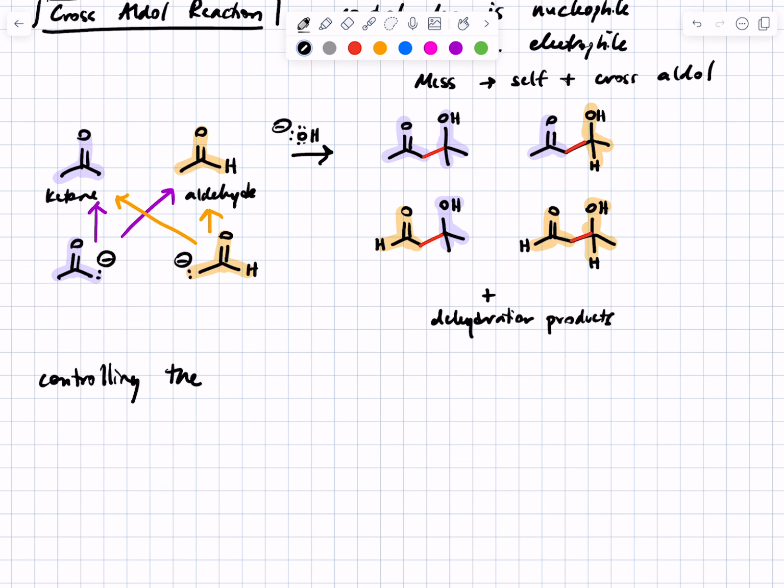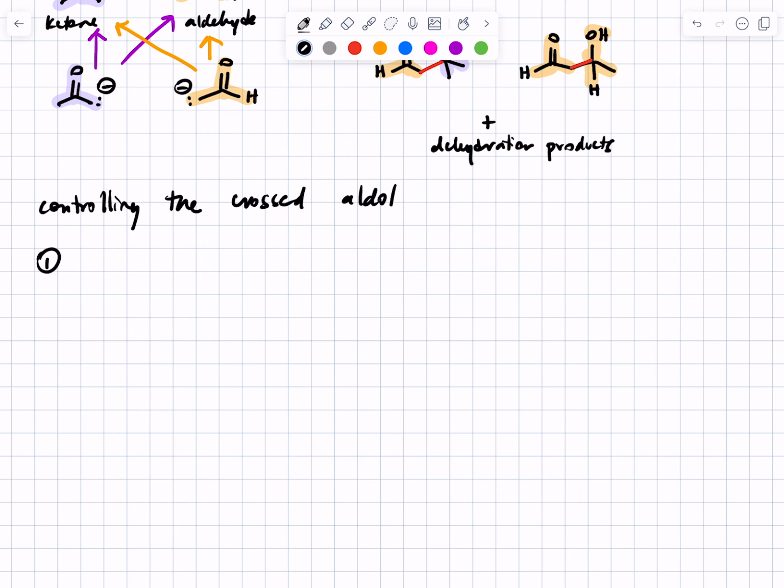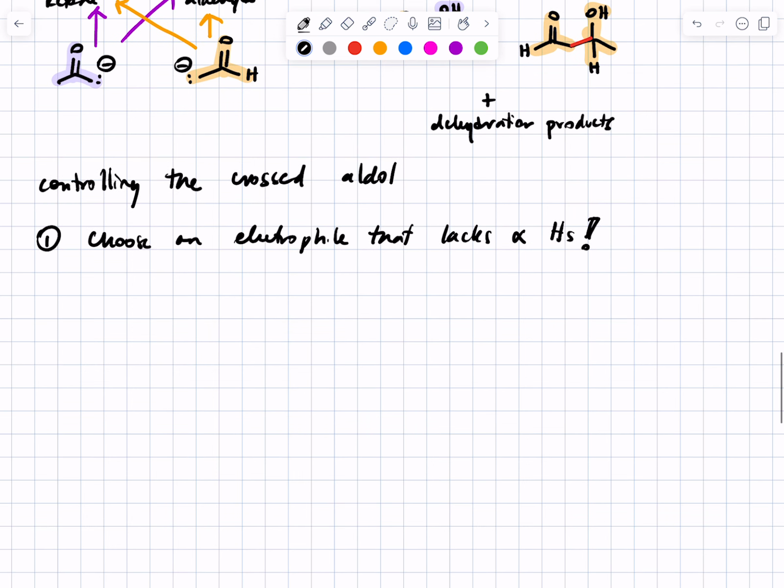Controlling the crossed aldol. So one possibility is choose an electrophile that lacks alpha protons, because then you can't make the enolate from that one. So here's an example of that.